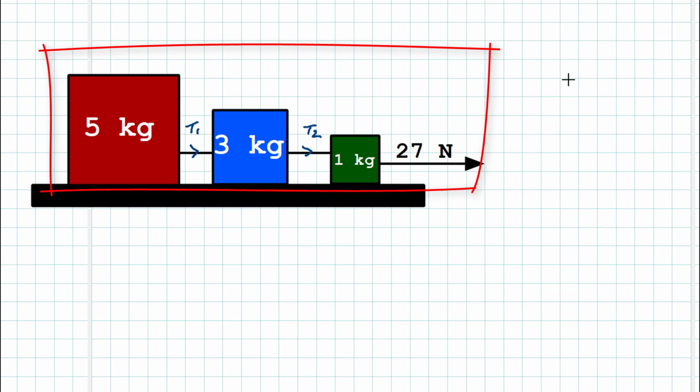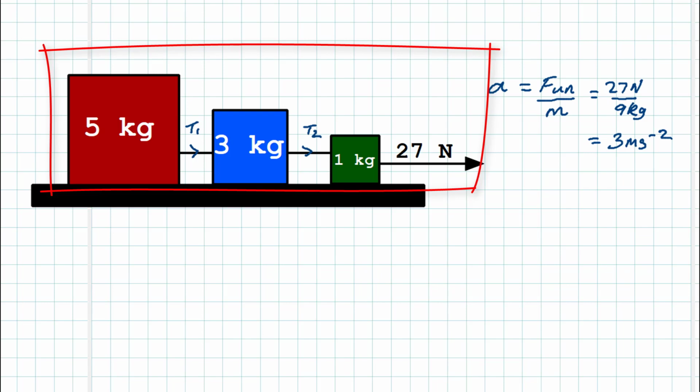So the overall acceleration of the system can easily be found. Acceleration is the unbalanced force pulling the system, in this case 27 newtons, divided by the total mass of the system, which is going to be 9 kilograms. So we've got 27 newtons divided by 9 kilograms, and that's going to give us an acceleration of 3 meters per second every second. So that's going to be the acceleration of the system.